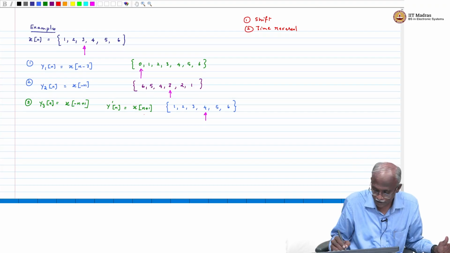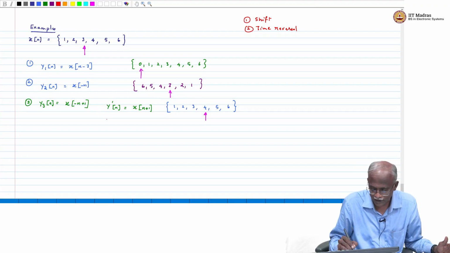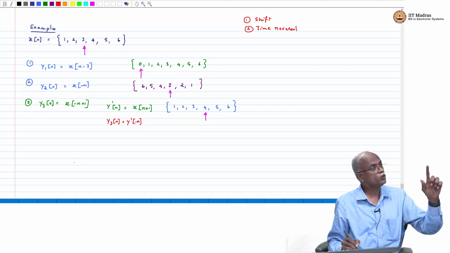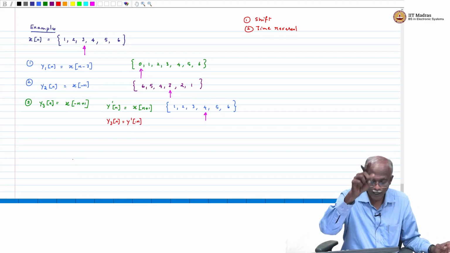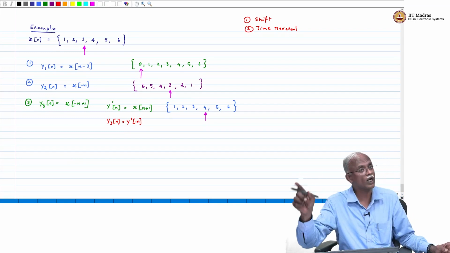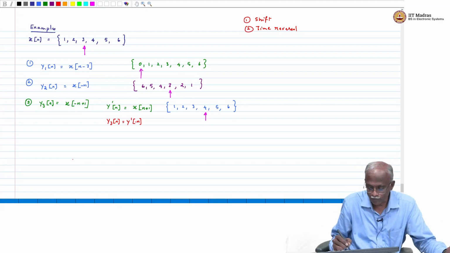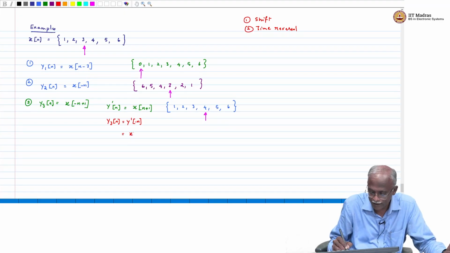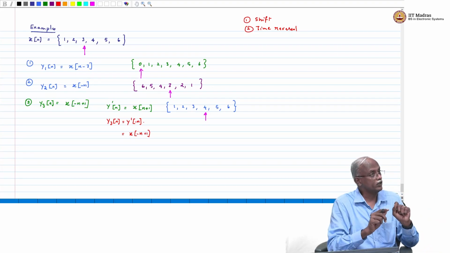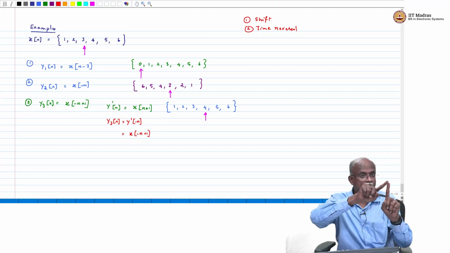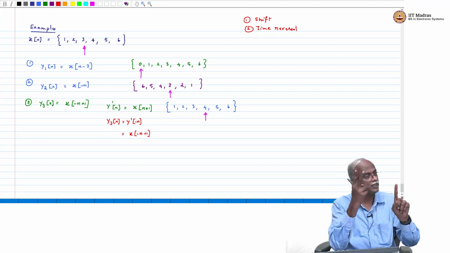We have already done the shift. Now do the time reversal. So therefore, y3 of n is equal to y prime of minus n. What is y prime of minus n? What is the expression for y prime? Y prime of n is x of n plus 1. Wherever there is n, you are going to replace it with minus n. So therefore, this is the same as x of minus n plus 1. That is the expression that we want. So what did we do in the first step? We shifted it first. Then we did the time reversal.